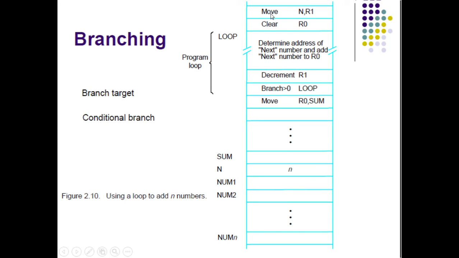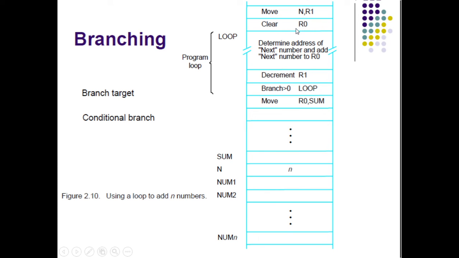So the first step is to move a value from the label n to register R1. That means the number of elements we want to add, the count, is now available in register R1. And we can initialize the sum value as 0. That is why we clear R0, because after completing our looping statements, the final sum value gets accumulated here in this register R0. So initially we cleared this R0.